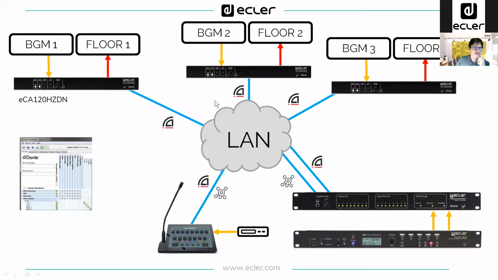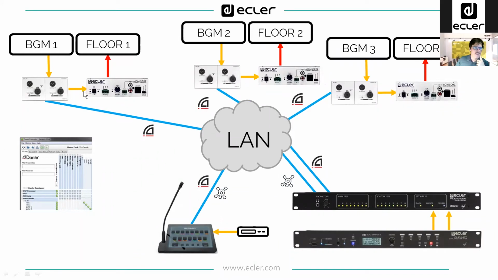Okay, so if we get back to the example we did before of the 3 floors of open office, we can change the ECA120HZDN for a little amplifier, which is an analog amplifier, and connect this wall plate to the analog amplifier. We get even more flexibility because here we can receive 2 signals. Before we had only 1, and we can also send signals onto the network. So we can share the signals, the background music on floor 1 to background music floor 2, for example. Well, it's quite interesting as well.